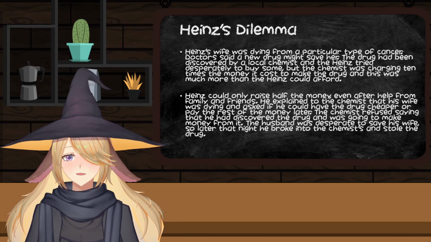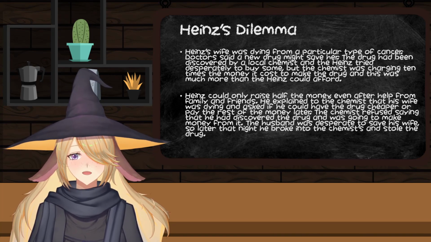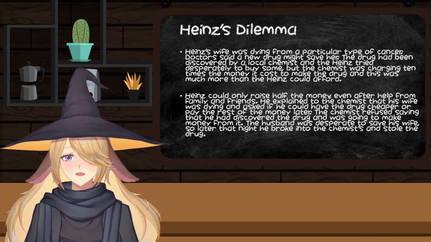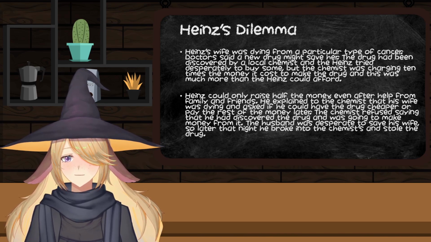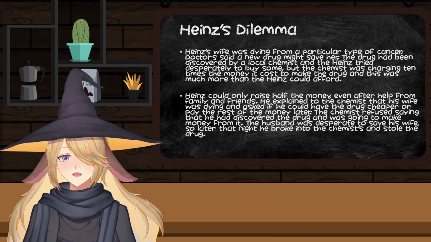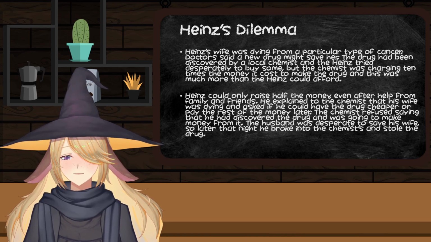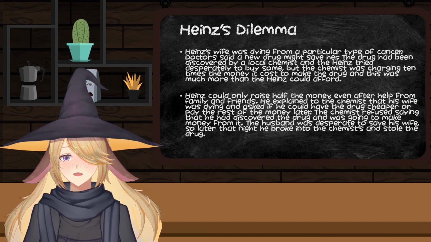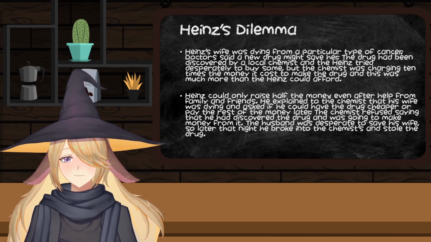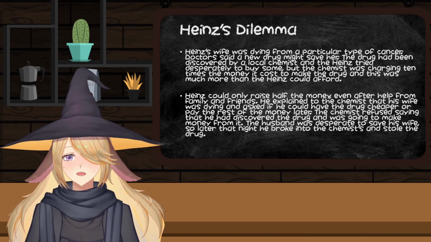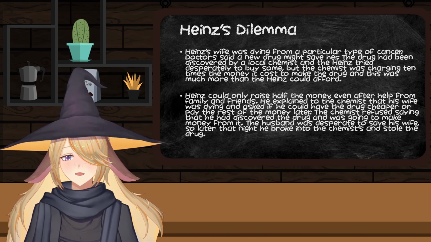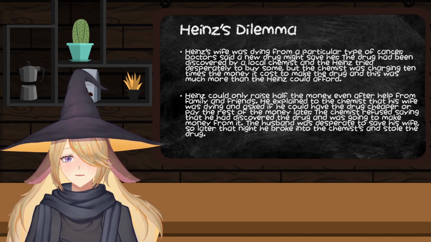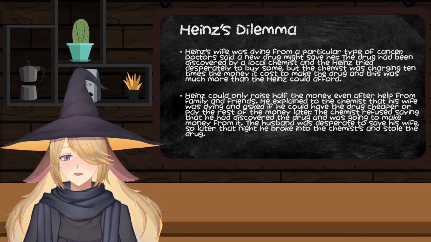So the Heinz dilemma, I'm just going to read to you. Heinz has a wife. Heinz's wife is dying from a particular type of cancer. Doctors say that a new drug might save her, but the drug is very expensive, and the local chemist who makes it is charging 10 times what it costs to make. Heinz was only able to raise half of the amount. After asking friends and family, and after explaining to the chemist that his wife is dying and asking him to sell the drug for cheaper, the chemist refuses. So Heinz takes it on himself to break into the chemist's laboratory and steal the drug.